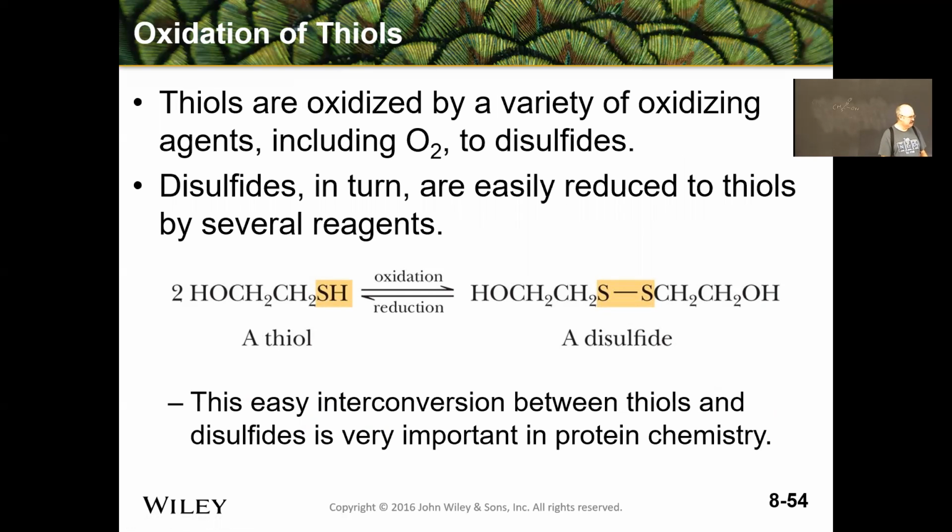Okay, there's also some differences when it comes to oxidation. Thiols are oxidized by a variety of oxidizing agents, including oxygen, to disulfides. Disulfides, in turn, are easily reduced to thiols by several reagents. So here we have 2-mercaptoethanol, and using a mild oxidizing agent, we can form this disulfide. Then this disulfide can be reduced back to the thiol.